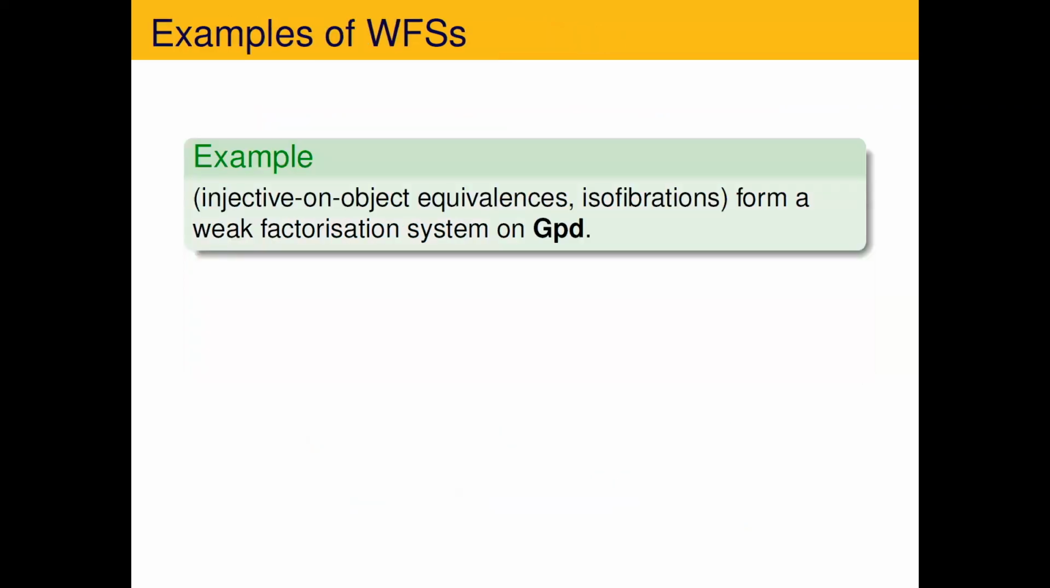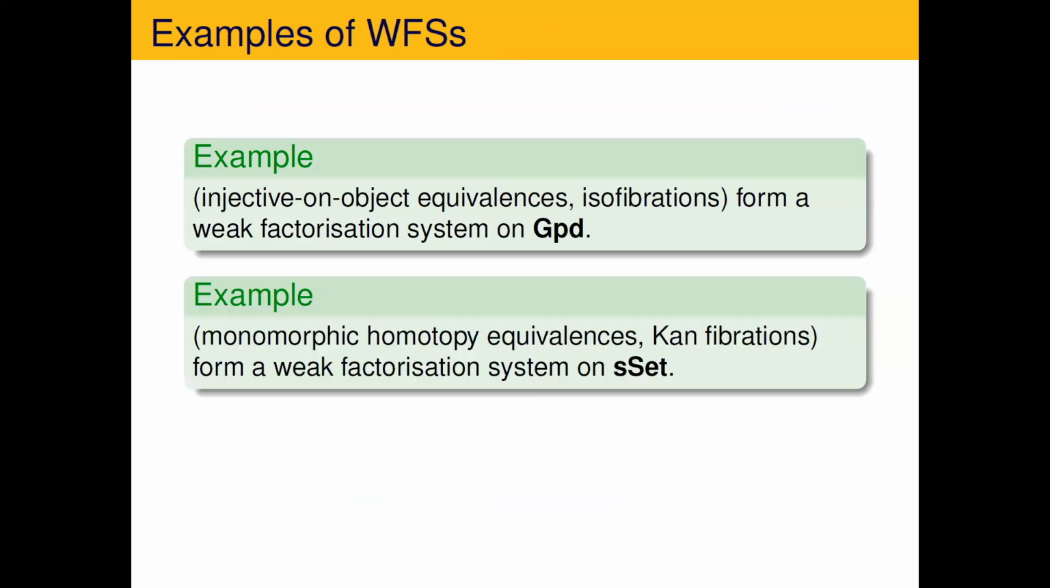Isofibrations appear as the right class of a weak factorization system on groupoids, where the left class is injective on objects equivalences of groupoids. And these form the model of Martin-Löf type theory. Another example is given by Kan fibrations on the right, and monomorphic simplicial equivalences on the left. This is a weak factorization system on simplicial sets, and this is well known to give a model of homotopy type theory after Voevodsky.